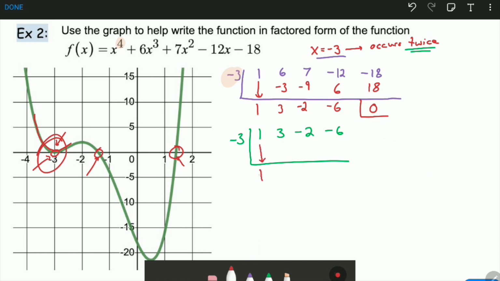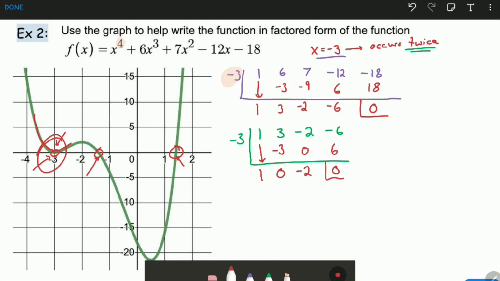1 comes down, -3 times 1 is -3. 3 plus -3 is 0. -3 times 0 is 0. Add them, we get -2. -2 times -3 is +6. Add on, we get 0.